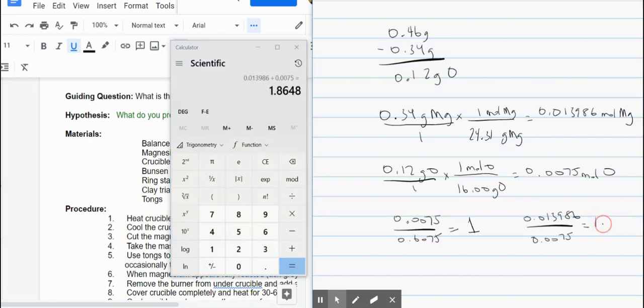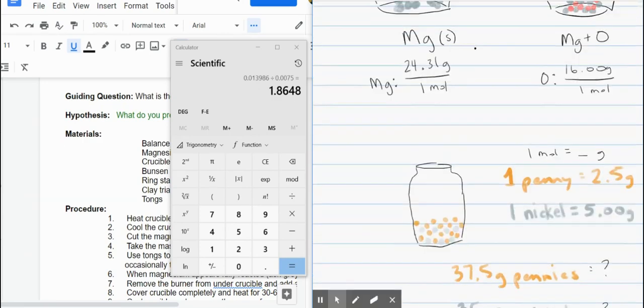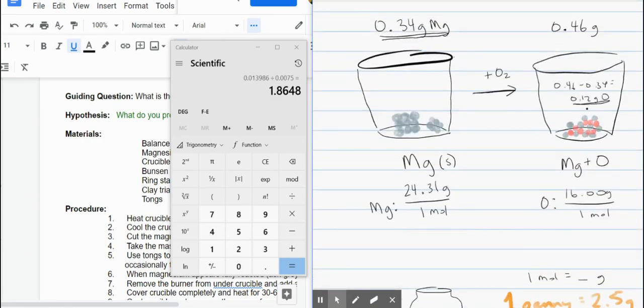We get 1.86, which, for this lab, this is not a very accurate lab. This is going to be close to the number 2. So this is a 1-to-2 ratio. So our final ratio is 1-to-2 for magnesium to oxygen. And what that tells us is the formula of our magnesium oxide that was in the crucible. So the formula of this magnesium oxide here, the ratio is going to be 1-to-2.